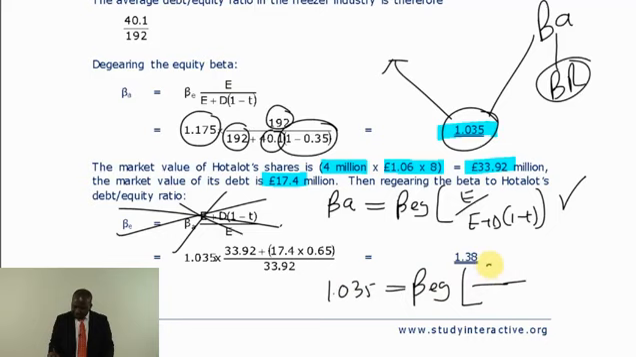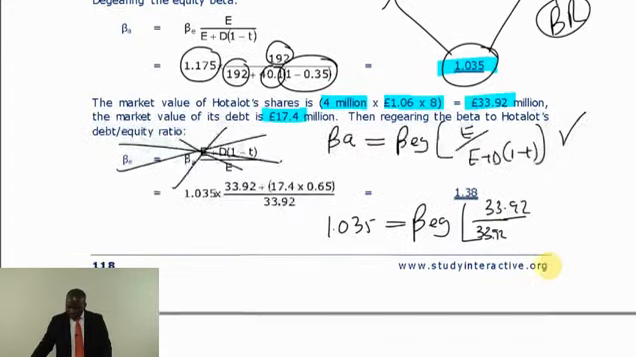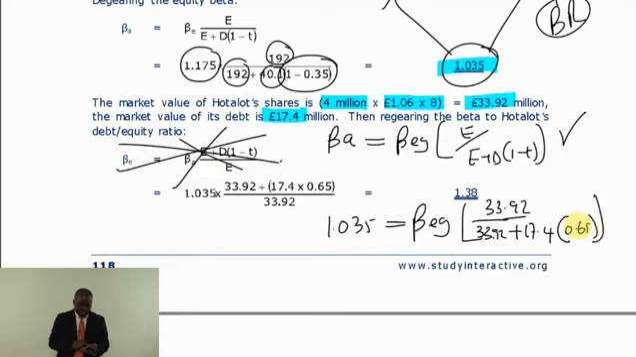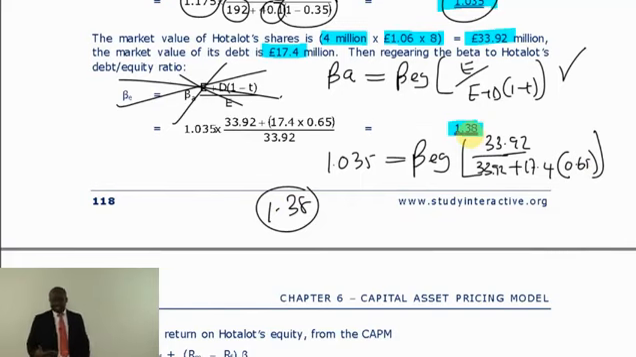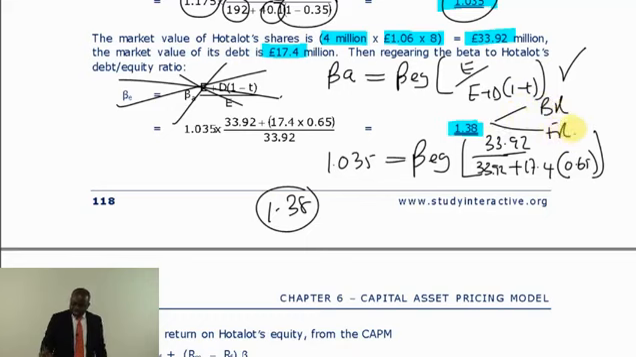Equity, we said, is 33.92, plus the debt of 17.4, 0.65. And I will say 17.4 times 0.65 plus 33.92 multiplied by 1.035 divided by 33.92. And that is giving you 1.38, as they got there for you, 1.38. So when you re-gear it, now this 1.38 is measuring my business risk and at the same time financial risk.